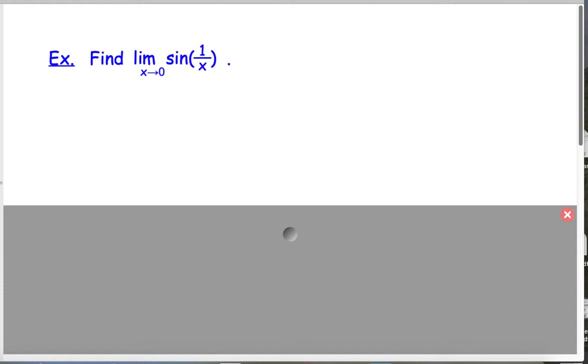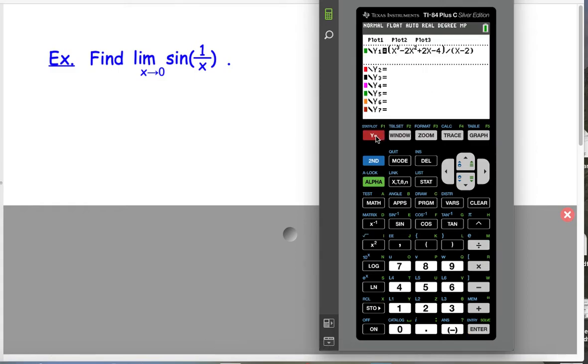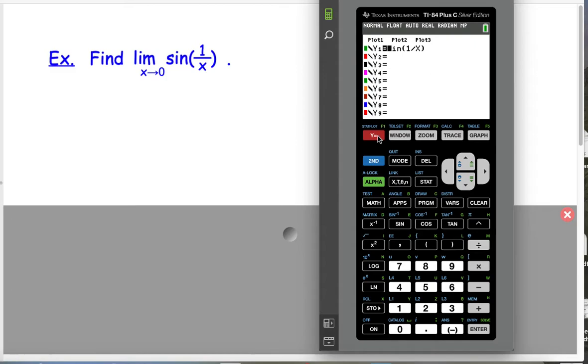Well, you probably are not familiar with what that graph looks like. So let's go ahead and graph that. Now, clear. Let's do sine of 1 over x, and if it's not specified, let's make sure we're always in radian mode. So sine of 1 over x, graph. Let me hit zoom 7 for zoom trig.